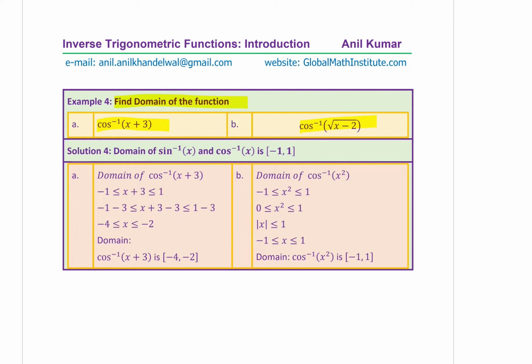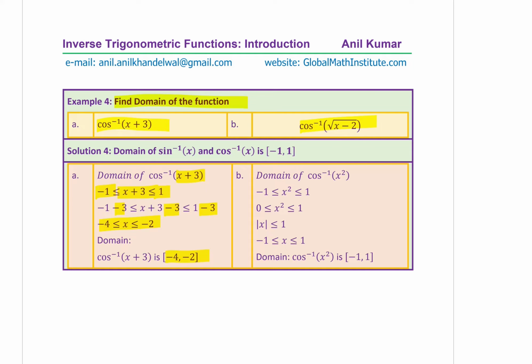So we know that the cosine value will be having a domain between minus 1 and 1, both included. So x plus 3 should be within minus 1 and plus 1. To solve for this inequality, we'll subtract 3 from all the three terms, getting the result as x between minus 4 and minus 2, both being included.